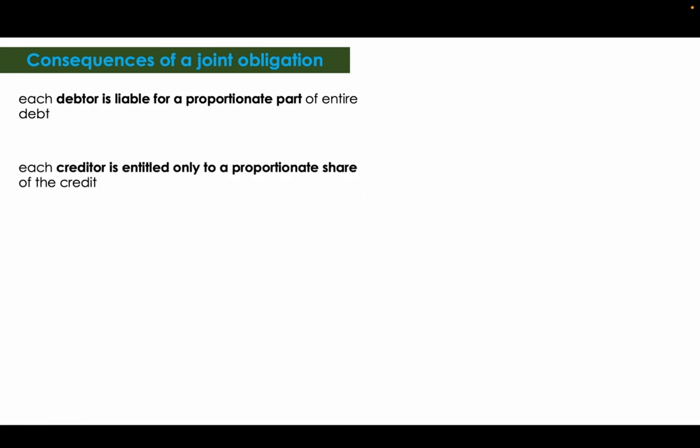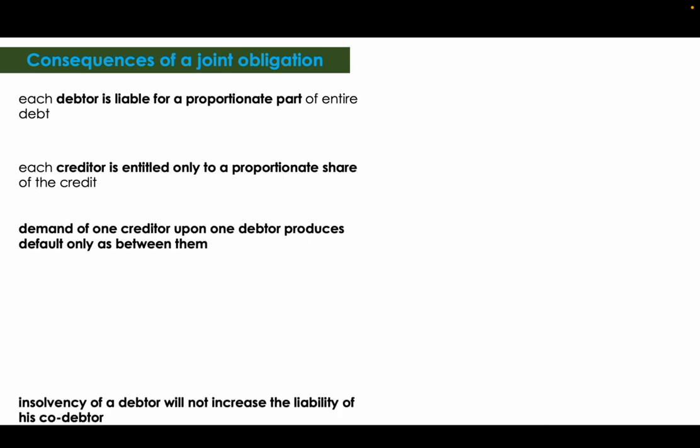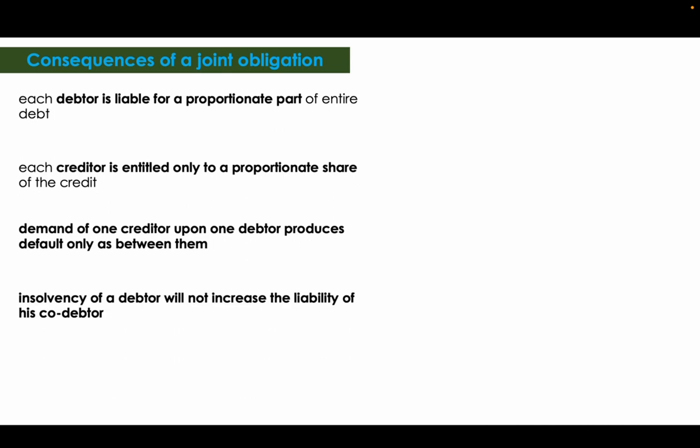Let's read the consequences again so you won't forget. Each debtor is liable for a proportionate part of the entire debt. Each creditor is entitled only to a proportionate share of the credit. Demand of one creditor upon one debtor produces default only as between them. Insolvency of a debtor will not increase the liability of his co-debtor, and delay on the part of one of the debtors does not affect the others.